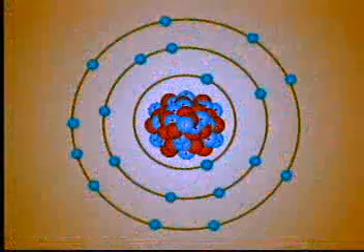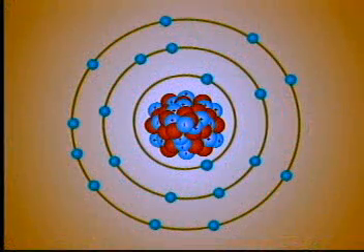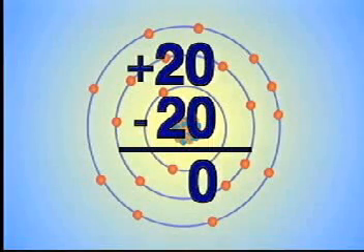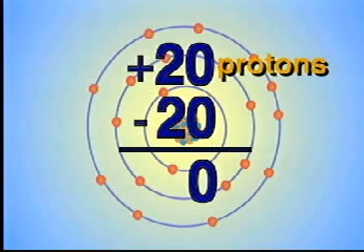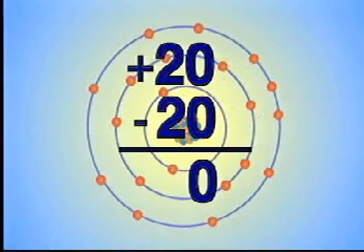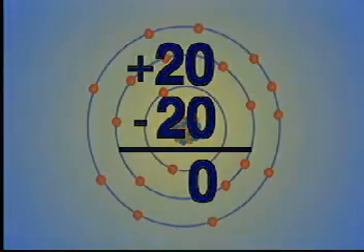In order for the atom to maintain an overall neutral charge, the number of electrons must equal the number of protons. Here in our calcium atom, we have 20 positively charged protons that are balanced by 20 negatively charged electrons to make the overall charge 0.